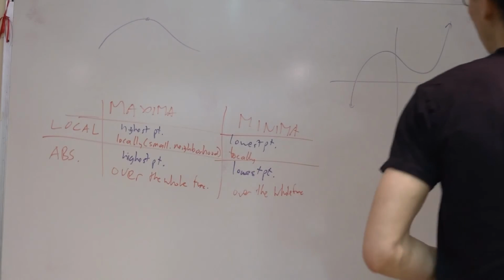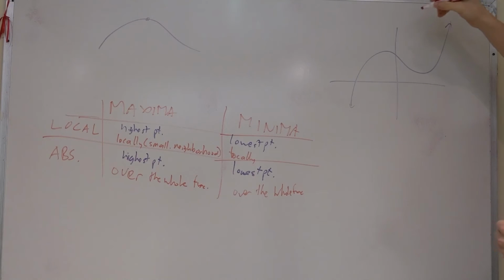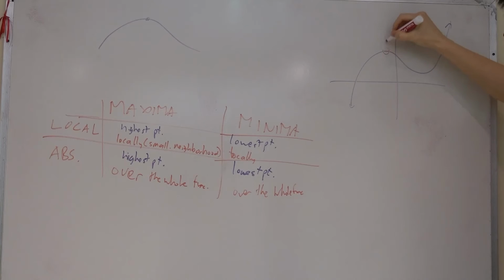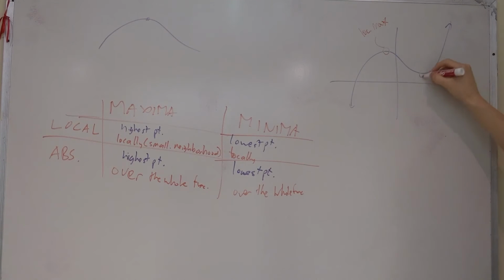Let's classify the maxima and minima. So here we have a local max. I'll write LOC for local and then MAX for max. This is a local min. There are no absolute maxima or minima because here this just goes down to negative infinity and this just goes up to positive infinity.